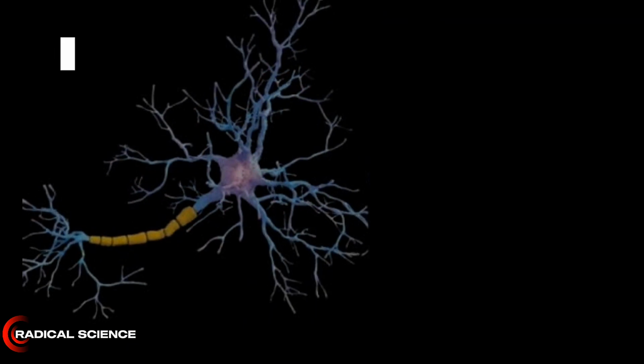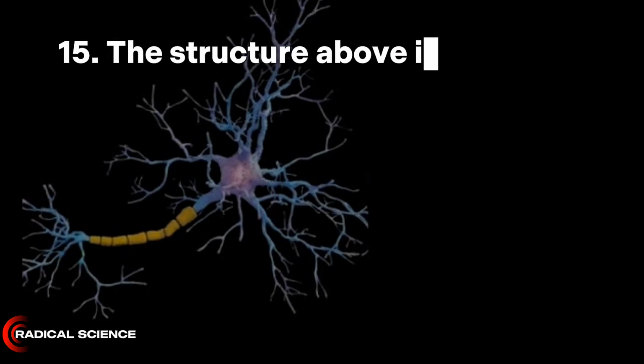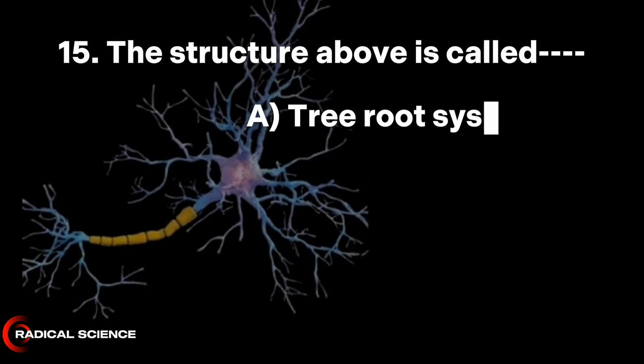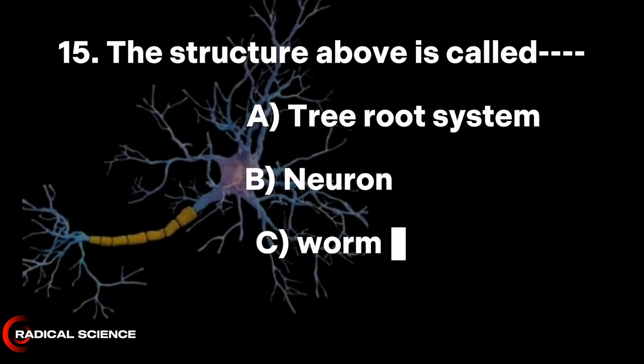The structure above is called dash, which is number 15. A. Three-root system, B. Neuron, C. Worm, D. Nephron.